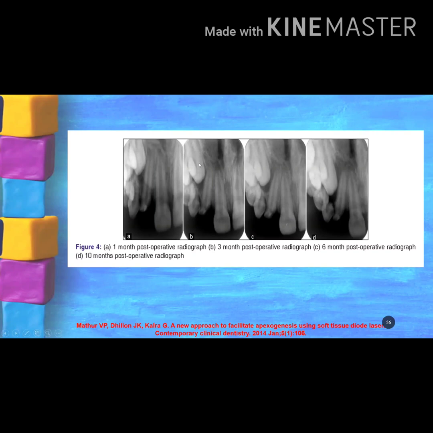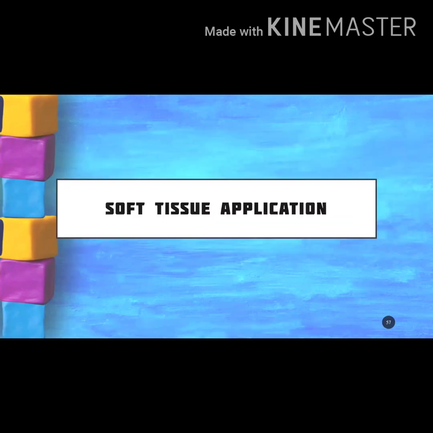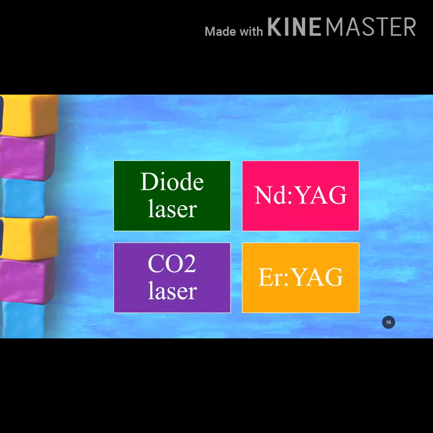The formation of the root apex is there, and after that, once root formation is done, they have done the RCT followed by the ground. Now, soft tissue application, diode laser.